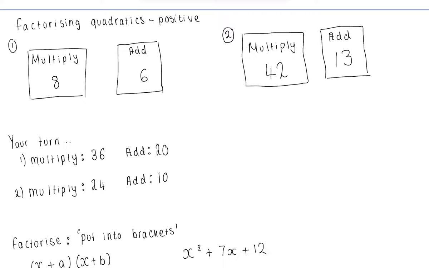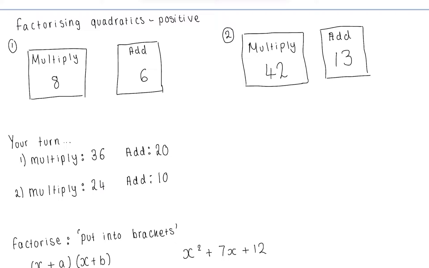Now, before we get into this video, there are a couple of skills you need to be aware of before we start. The first and the main one is being able to find two numbers that multiply together to give you a number, but also add together to give you another number. So we'll look at two examples here, and then I'll give you a couple to have a go at.